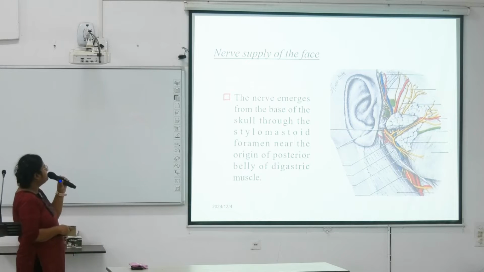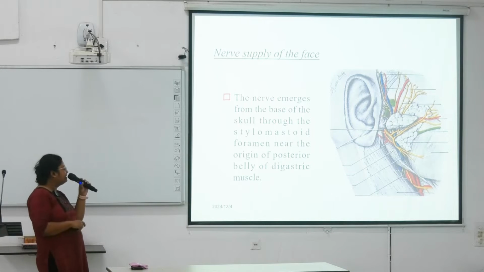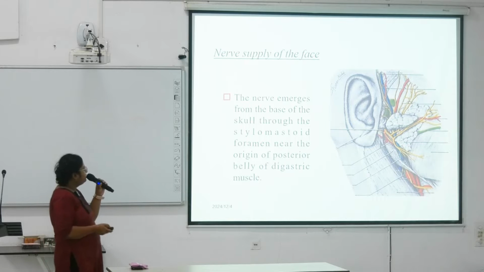the nerve emerges from the base of the skull through the stylomastoid foramen near the origin of the posterior belly of the digastric muscle. Okay, here it is coming out, and this is the posterior belly of the digastric muscle. Okay.